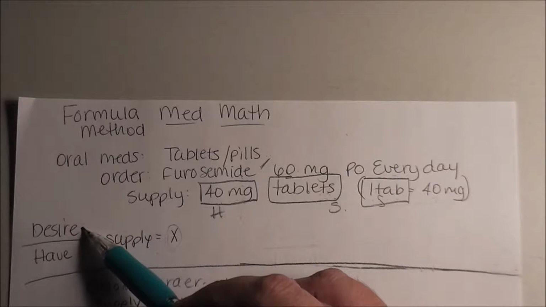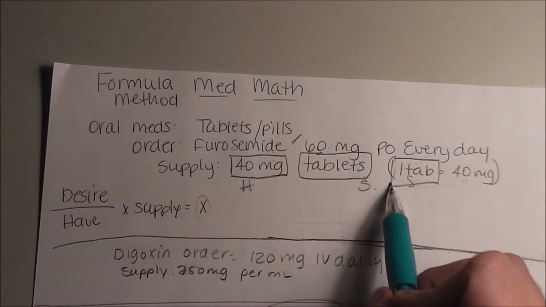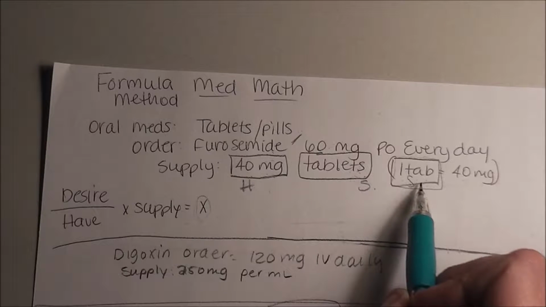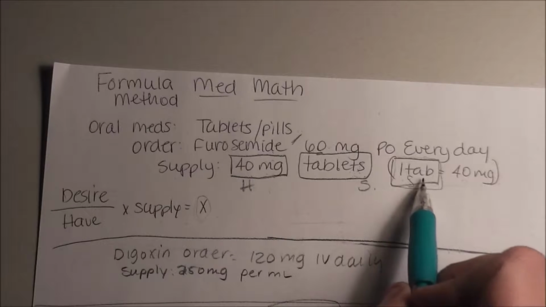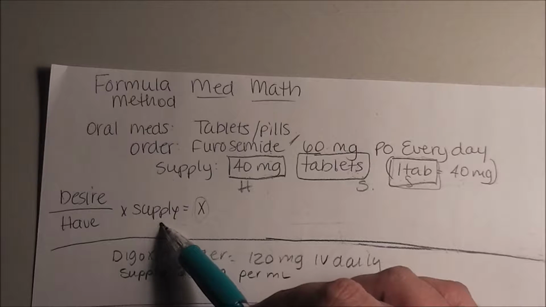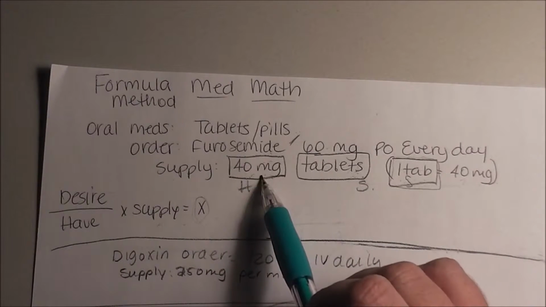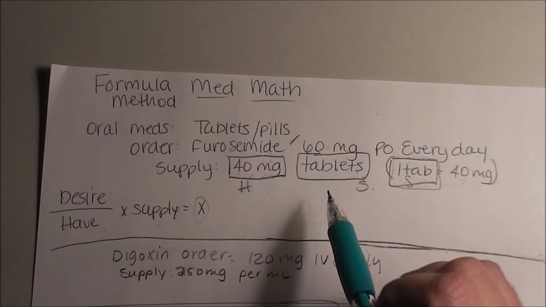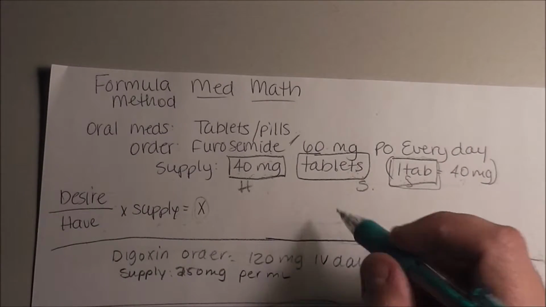The formula method is desire over have times supply. Supply is your tabs or your mLs, or it's your volume. It's like if you have 1 tablet, 2 tablets, 5 mLs, 3 mLs, that's what your supply is going to be. This right here is going to be your mLs, your tablets. Your have is the milligrams that these equal. So 1 tablet is 40 milligrams. So I have 40 milligrams in my supply of tablets. Does that make sense? I hope that makes sense. Your order is your desire. That's what you want to have.